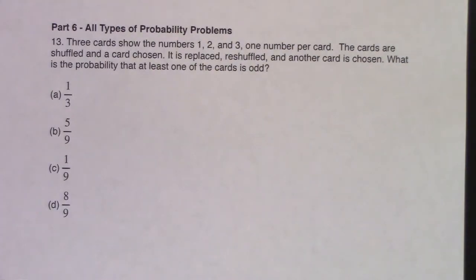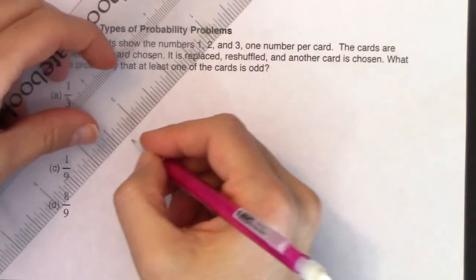Venn diagrams usually have phrases like, so many people do this event, so many people do that event, and then this many do both. And I just don't see any of that wording in here. So this is going to be our tree diagram problem. So let me draw a tree.